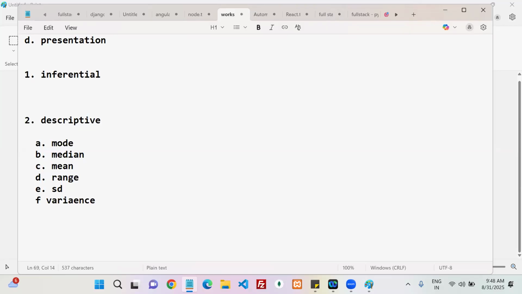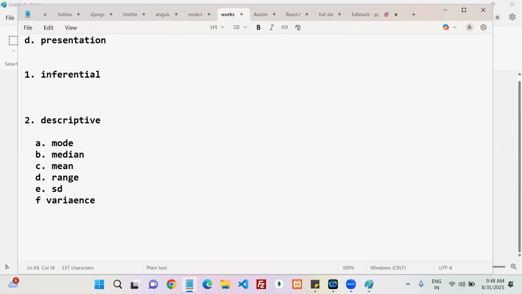What about the mean? The mean is a kind of average, right? The formula is sigma x by n, which everyone knows: the total of the values divided by the total number of members. That we can call the mean.